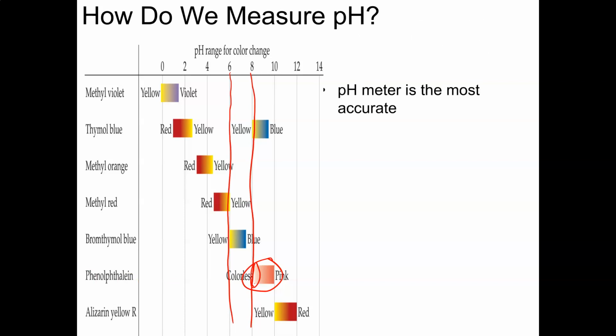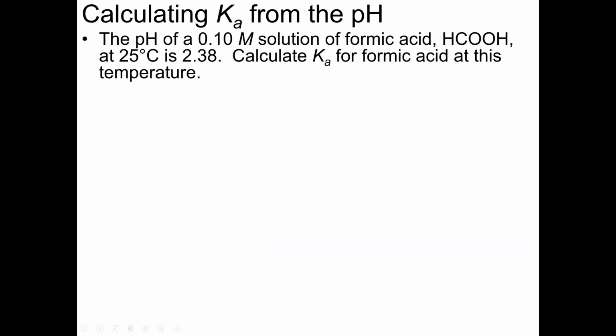A pH meter is by far the most accurate. An indicator gives a range, and that's why it's not ideal. But like I said, if you don't have a pH meter to collect data every second, then you have no choice but to use an indicator. You need something to tell you the reaction is done, and this is about the only thing that can do it.